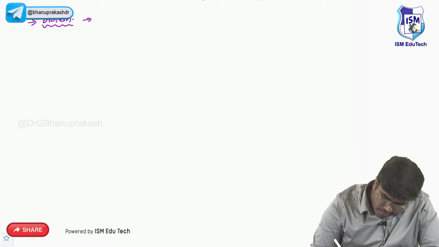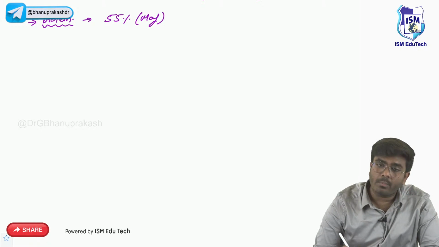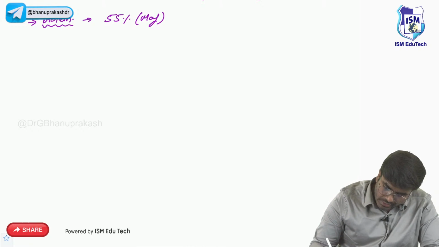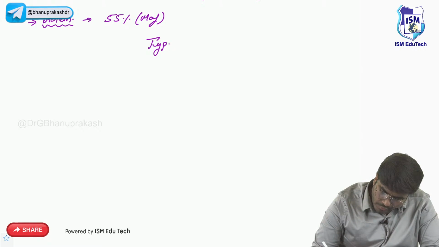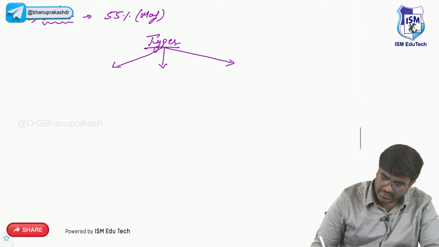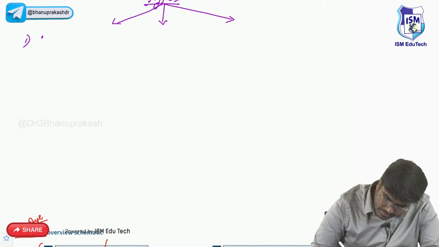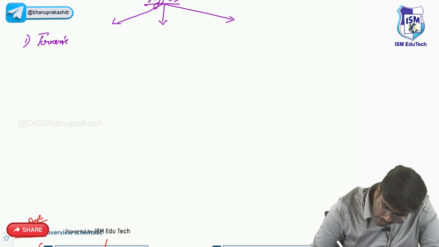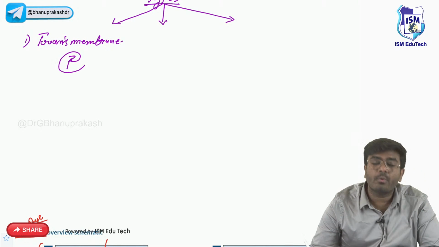The first important point you should never forget: proteins are the major component in the cell membrane. Now what are the different types of proteins you should know for your exam? The proteins are mainly classified into three types. The first type is the transmembrane protein.